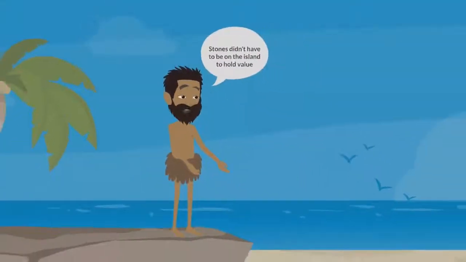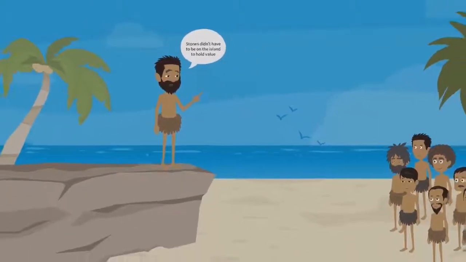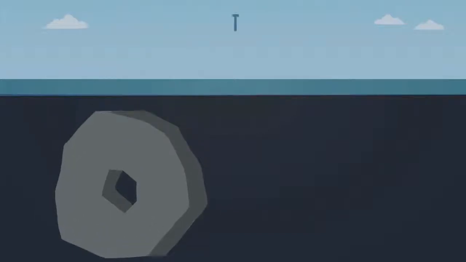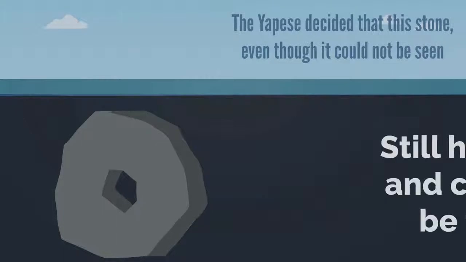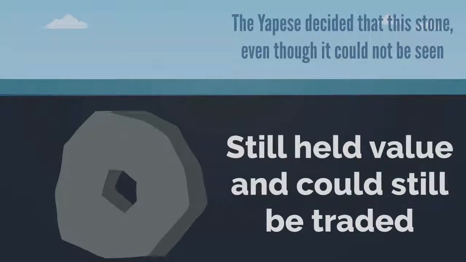The tribe also decided that stones didn't have to be on the island to hold value. One day, a stone fell into the ocean, and the Yapese decided that this stone, even though it could not be seen, still held value and could still be traded.